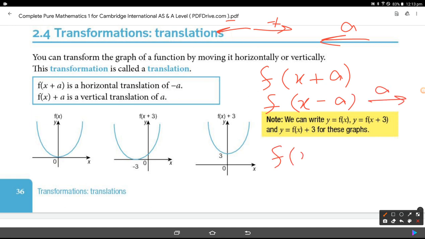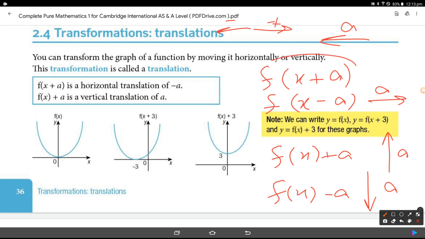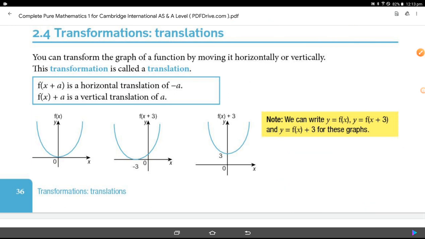But if f(x) is plus a, it will go upward by a. If f(x) is minus a, it will go downwards by a. I hope you got the idea well. I repeat again: this concept is here, and this concept is here. If the outside is plus a, it goes upward; if the outside is minus a, it goes downwards. So if you understand all these things, let's see now that combining is also possible.